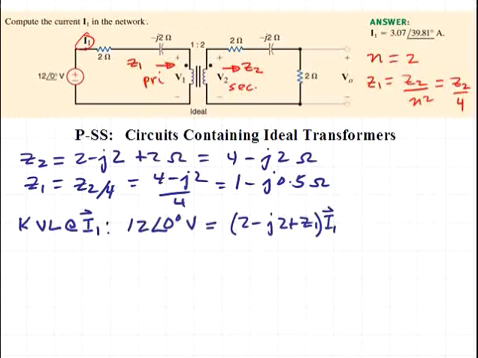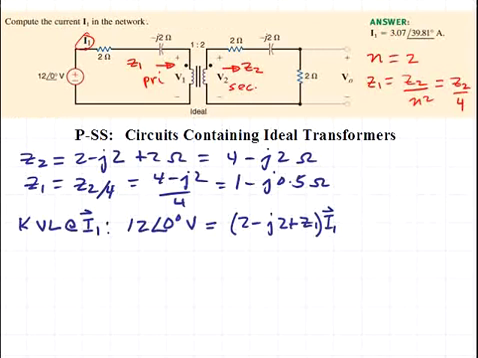Now we can do a Kirchhoff's voltage law summation around the loop current I1. The voltage source 12 at an angle of 0 degrees volts is equal to the sum of the voltage drops around the impedances, and that would be I1 times the 2 ohm resistance, the minus j2 ohm capacitive impedance, and then the impedance reflected back into the transformer primary, Z1.